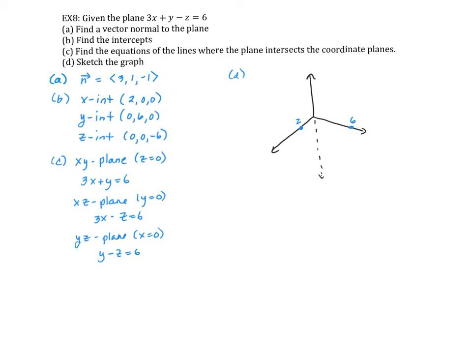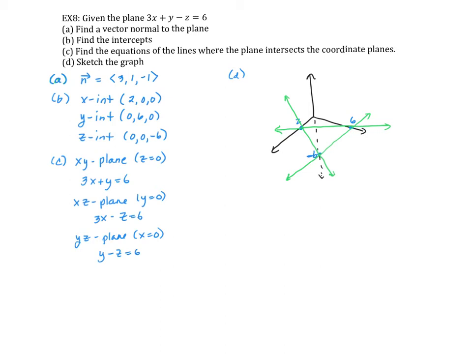So if I go down to negative 6, and then draw my lines, and I'll do those in green. Draw all the lines passing through these intercepts. These would be the equations of the lines in the different planes.